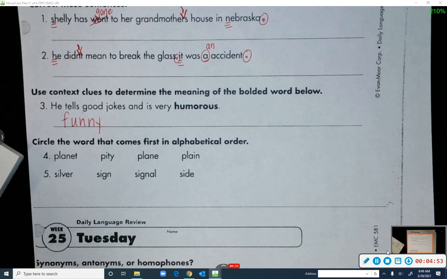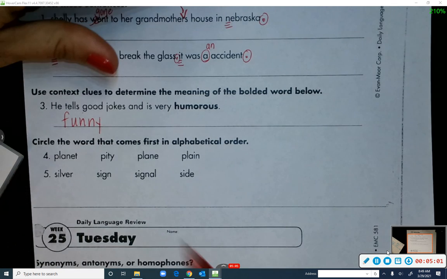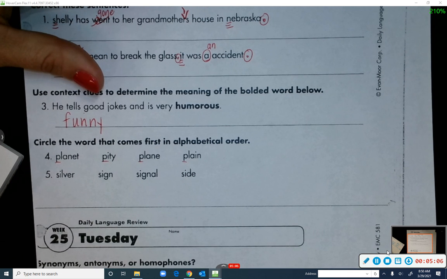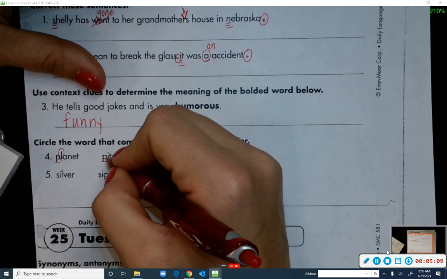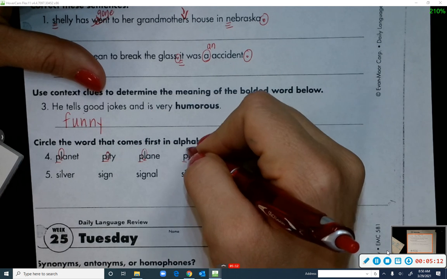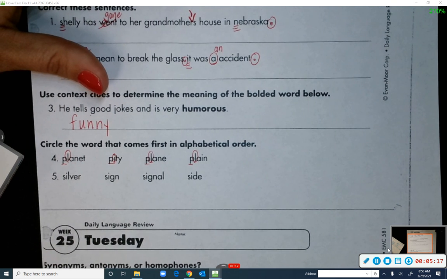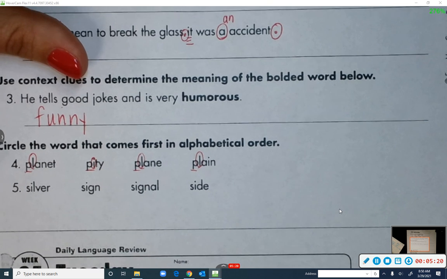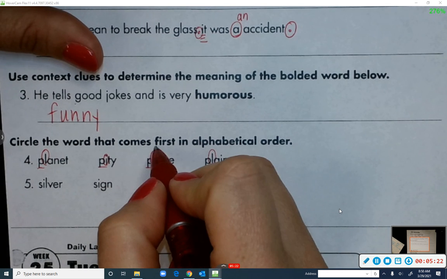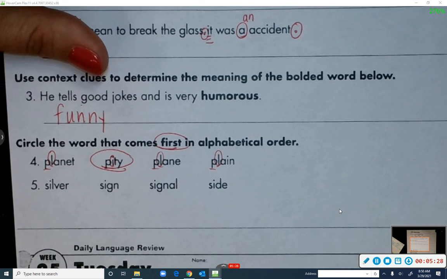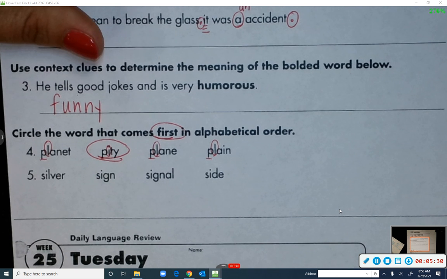Okay. All right, number 4 and 5, you had to put the words in alphabetical order. Okay, so they all start with a P, so we need to go on to the next letters. I go on and I see L, I, L, L. So if I say the alphabet to myself, what would come first, an I or an L? I, okay? So we only had to circle the word that comes first. So pity would come first. Okay? Will you get that one?